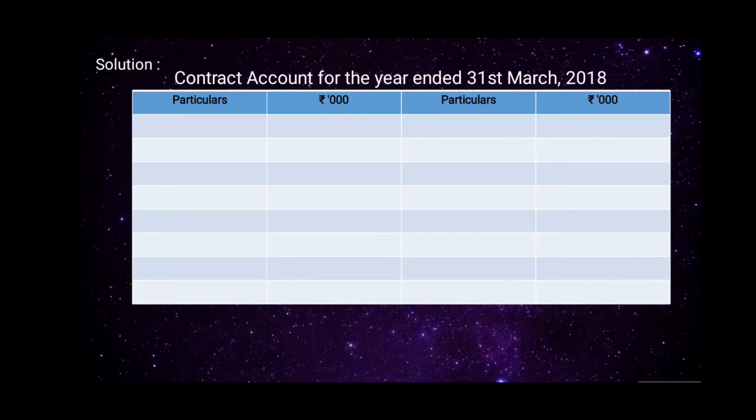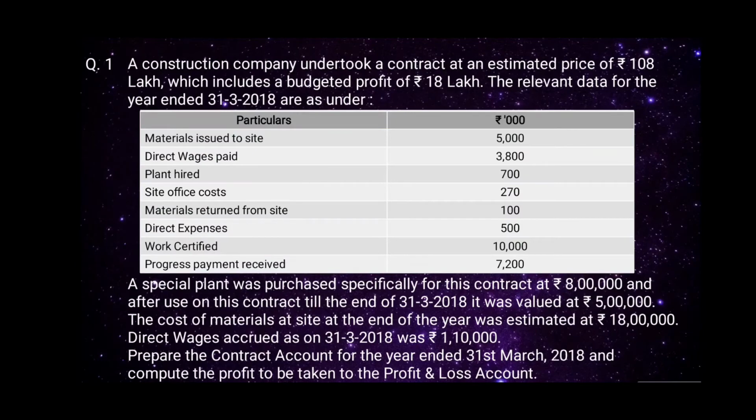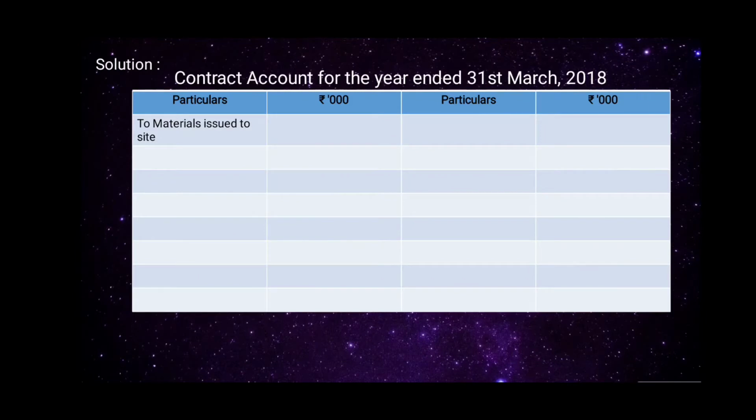So let us start preparing contract account for the year ended 31st March 2018. So in the given table, first expense is given as material issued to site. Amount is given as 5,000. So let us record it. To materials issued to site, amount is 5,000.